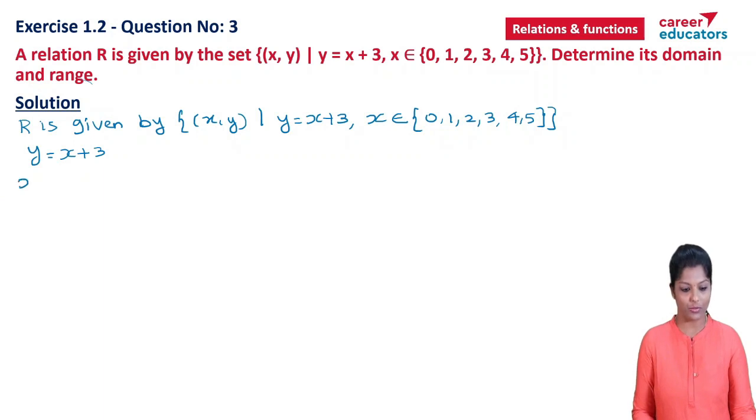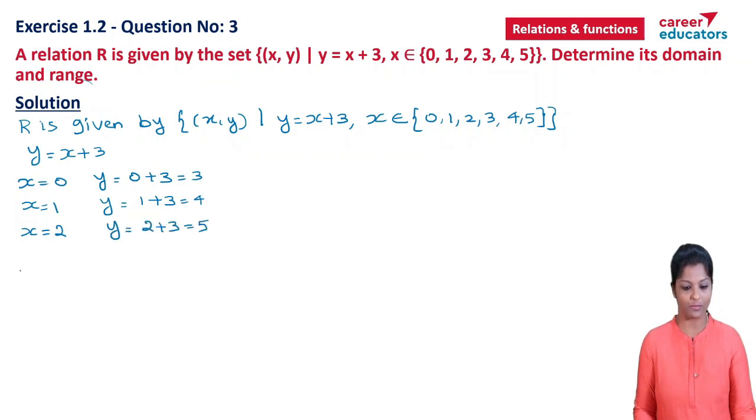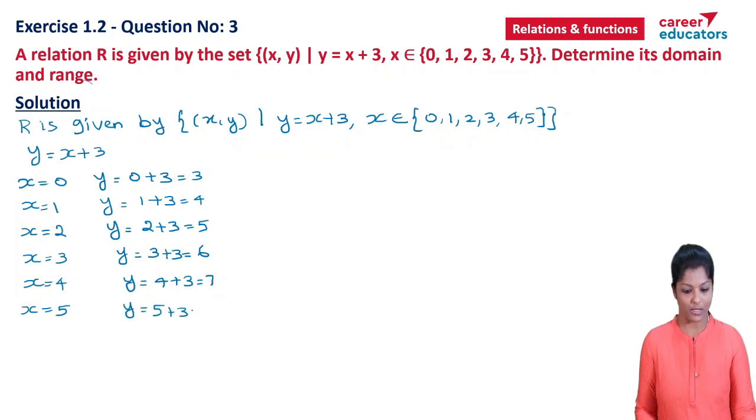If x = 0, y = 0 + 3 = 3. If x = 1, y = 1 + 3 = 4. If x = 2, y = 2 + 3 = 5. If x = 3, y = 3 + 3 = 6. If x = 4, y = 4 + 3 = 7. If x = 5, y = 5 + 3 = 8.